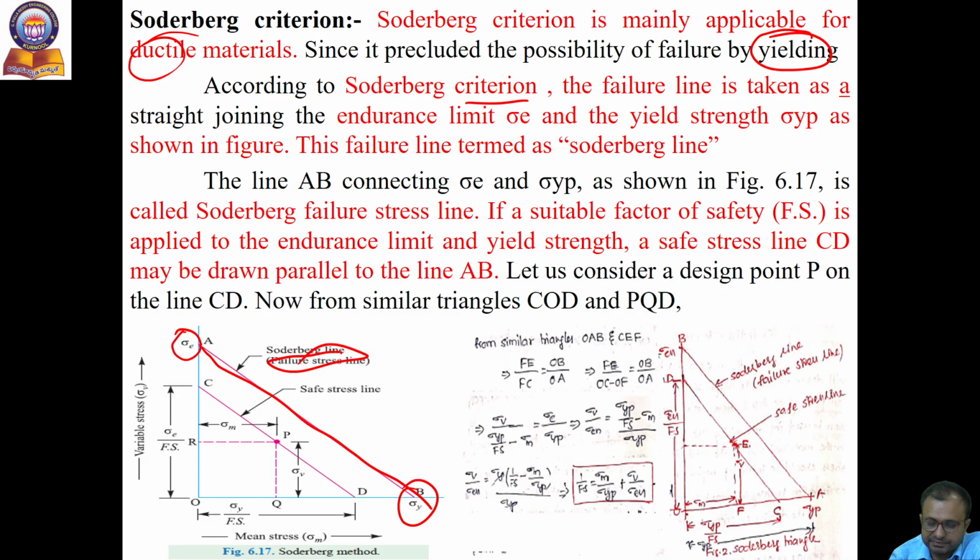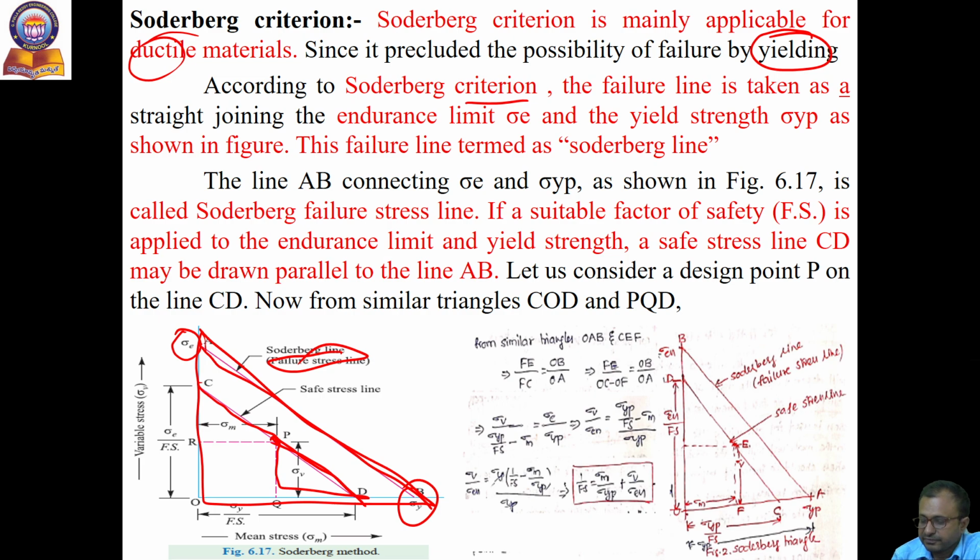If a suitable factor of safety is applied to the endurance limit and the yield strength, this safe line will be drawn like this, parallel to the line AB. Let us consider a point P on the line CD. Now from similar triangles, this is one triangle and this is another triangle. With the help of these triangles, we try to find the Soderberg criteria.